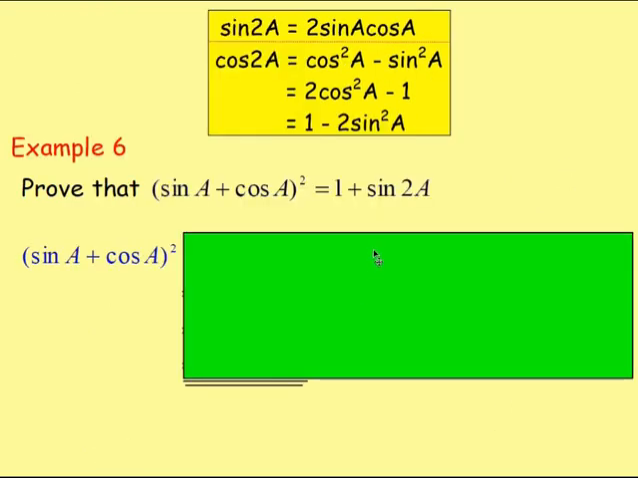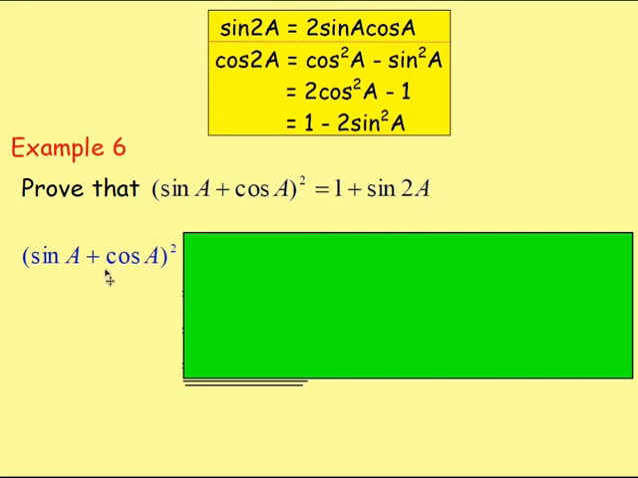Example 6. Prove that sine A plus cos A all squared equals 1 plus sine 2A. So for this, we're wanting to start with the left-hand side, sine A plus cos A all squared. Don't write that down. Don't say that it equals 1 plus sine 2A. That's what we want to prove. So we want to go through this, and this here should be our answer, this right-hand side.